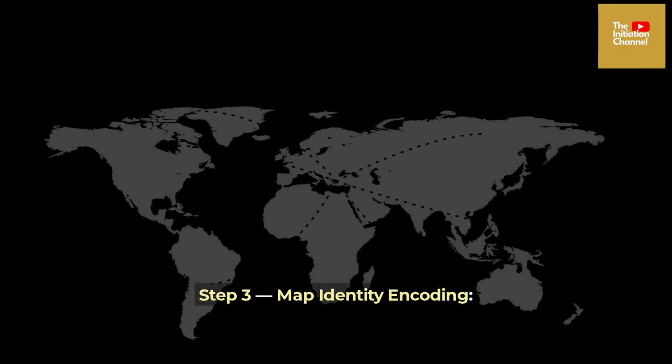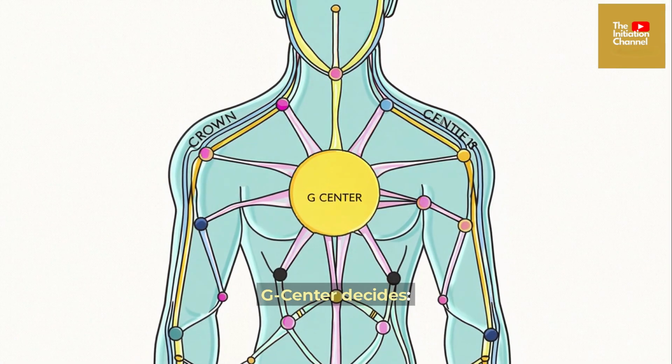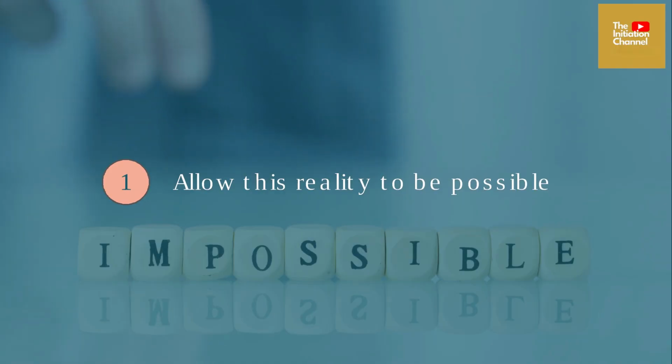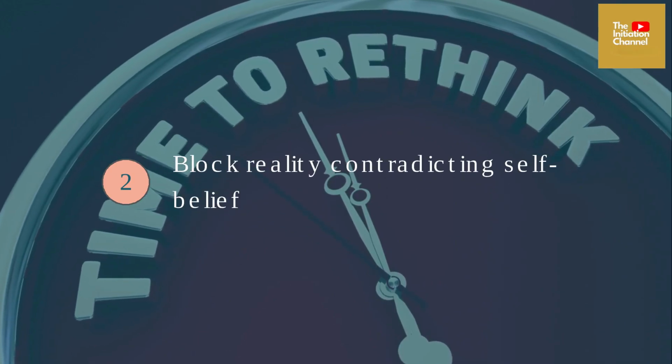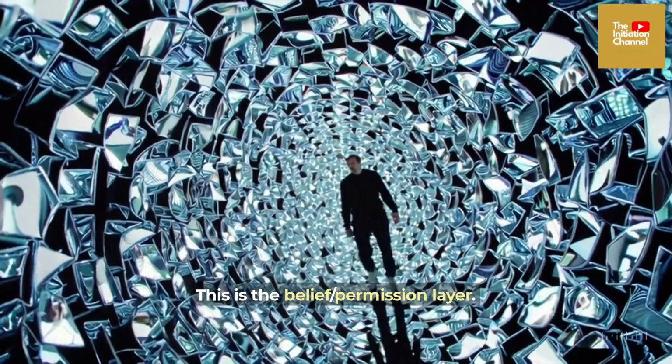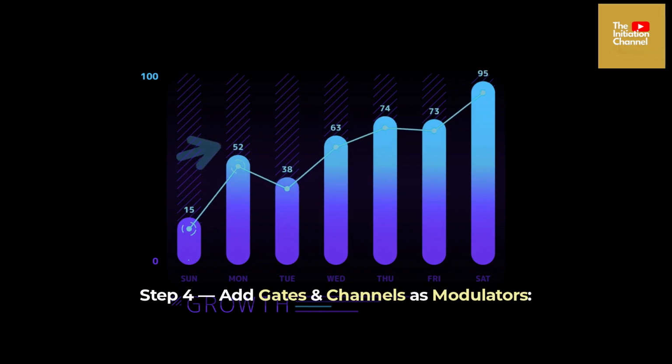Step 3. Map identity encoding. The G center decides: do I allow this reality to be possible for me? Or do I block it because it contradicts who I believe I am? This is the belief/permission layer. Step 4. Add gates and channels as modulators.